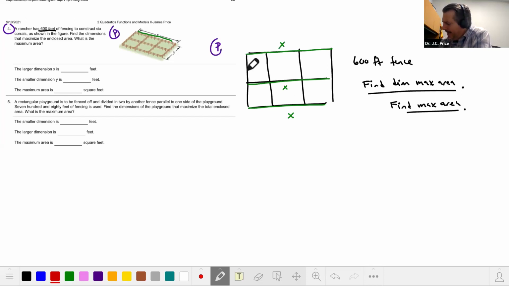And then I have y's vertical. So y, a y, and another y. And the equation I'm looking for is something to maximize or minimize my area. In this case, I'm maximizing. So A is equal to x times y.